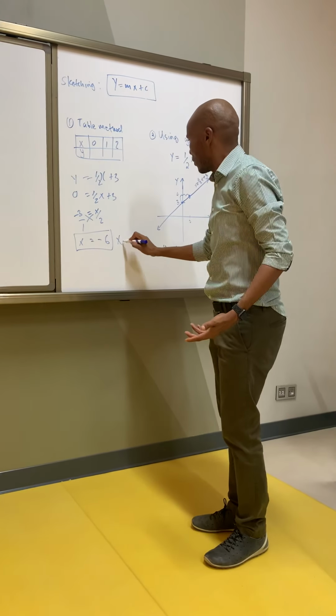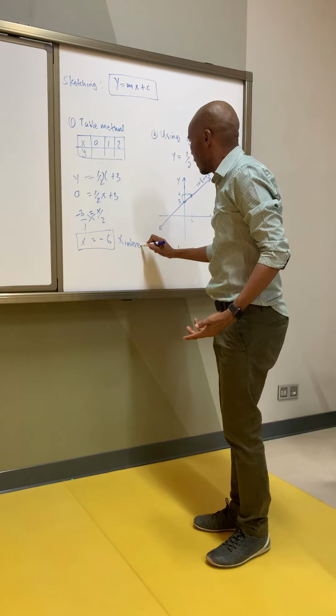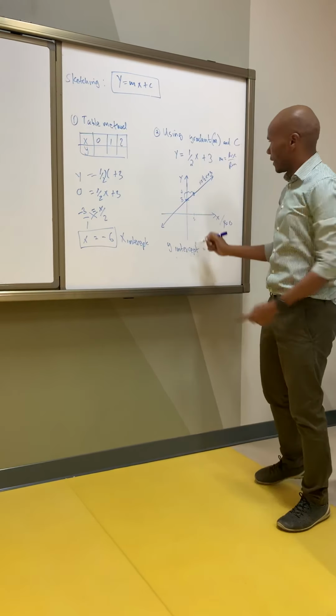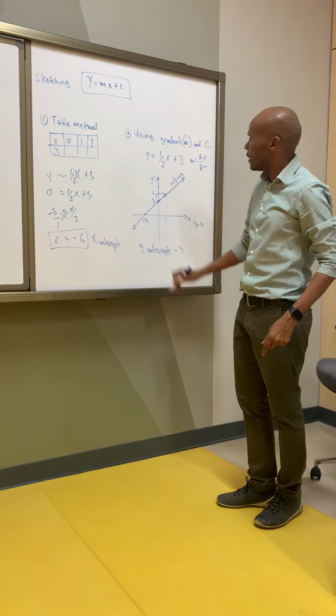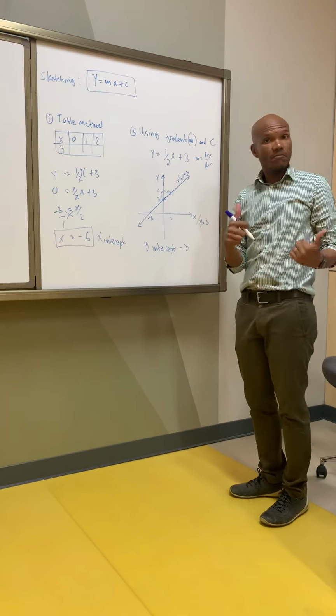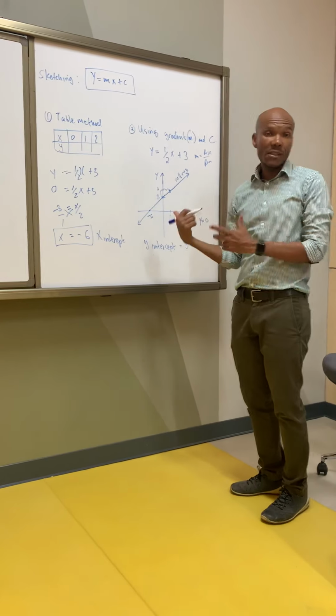So that is your x-intercept. And it makes sense, that's where it is. So that means at that point, it is negative 6, right? Good? Sure, that's the first part.